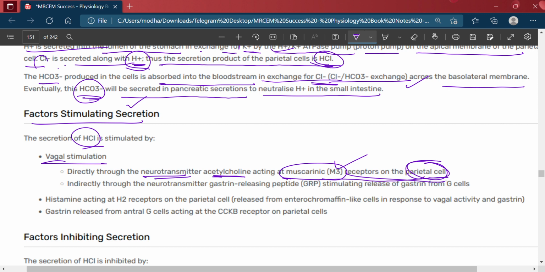Due to vagal stimulation, indirectly through the neurotransmitter gastrin releasing peptide, GRP, stimulating release of the gastrin from the G cells.